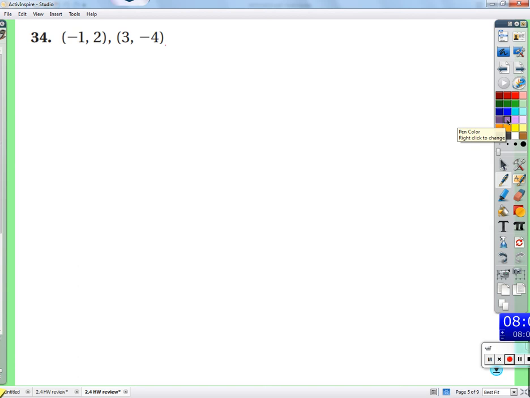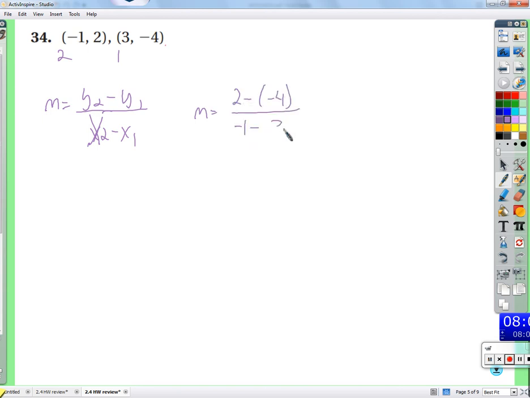So this is y2 minus y1. Is that a y2 minus y1? Alrighty, thank you. That's something we can find out about this line, the slope, by y2 minus y1 over x2 minus x1. We're just going to call some point 2 and some other point 1 and go to work. I'll call this one 2 and this one 1. So m equals 2 minus negative 4 over negative 1 minus 3. 6 over negative 4, negative 3 halves. That's the slope of this line.